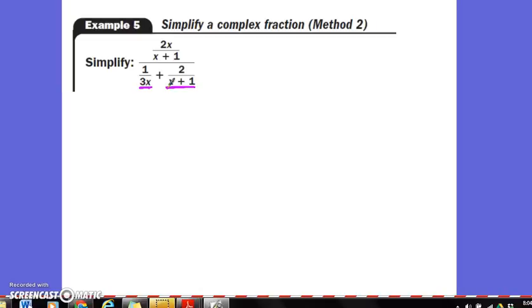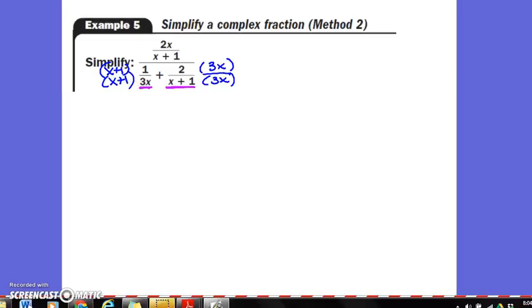What do we do? You have to use Mr. 1. How do you use Mr. 1? What do you multiply by, guys? By the bottom up. Good. So we're going to multiply the second fraction by 3x over 3x. Same thing, guys, and x plus 1 over x plus 1. And we are going to simplify.